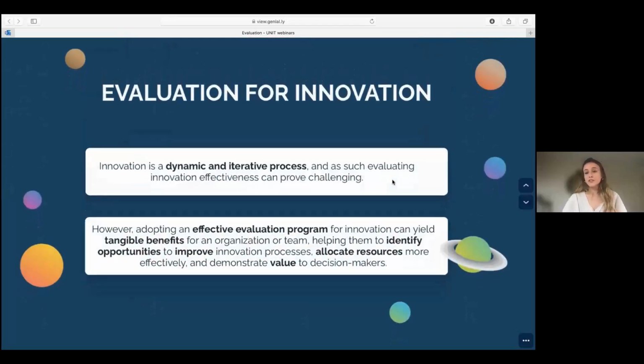Evaluation for innovation is critical, and we also acknowledge that innovation is a dynamic and interactive process, and as such, evaluating these processes can be challenging. However, there is great value in incorporating these evaluation frameworks, as they can help you to identify opportunities for improvement, to allocate resources more efficiently based on the areas of improvement identified, as well as to demonstrate value to decision makers, as already expressed.